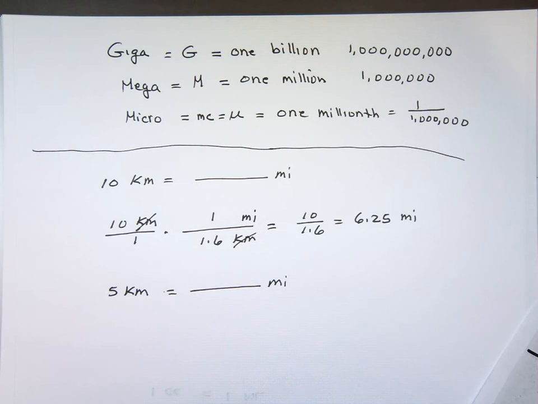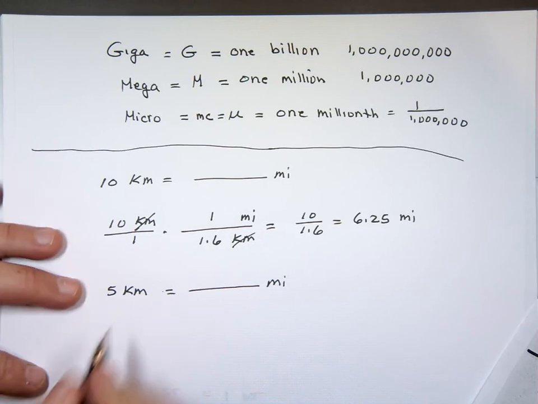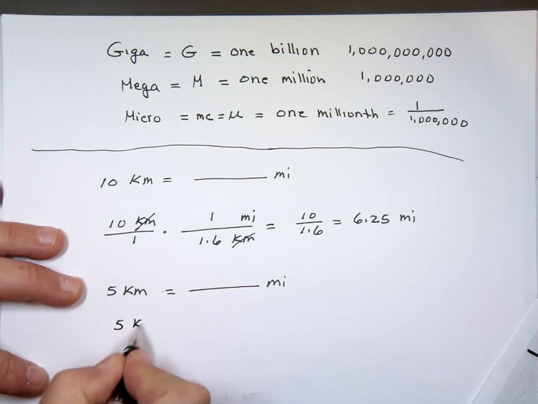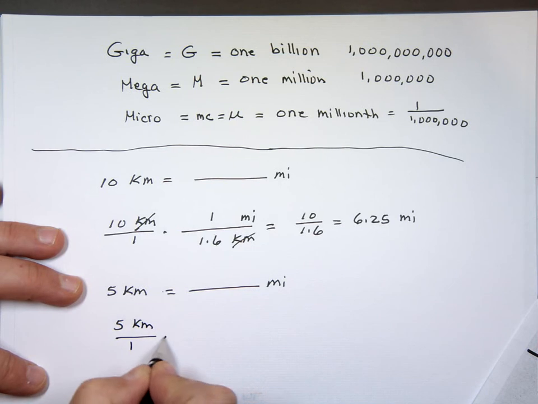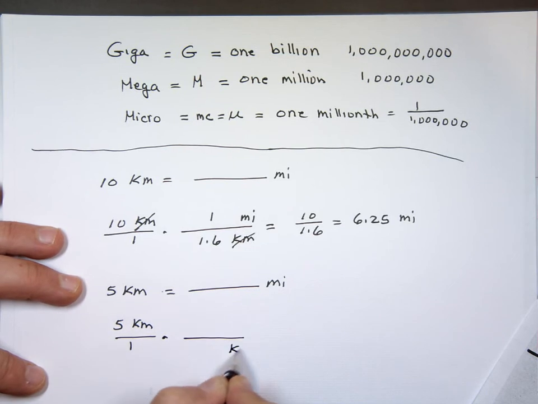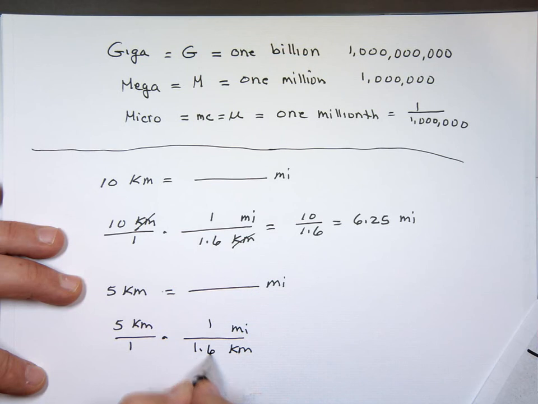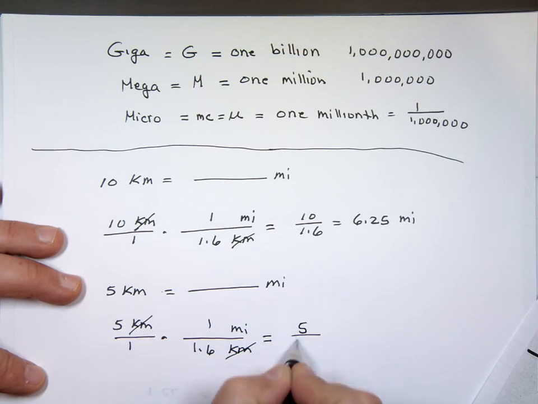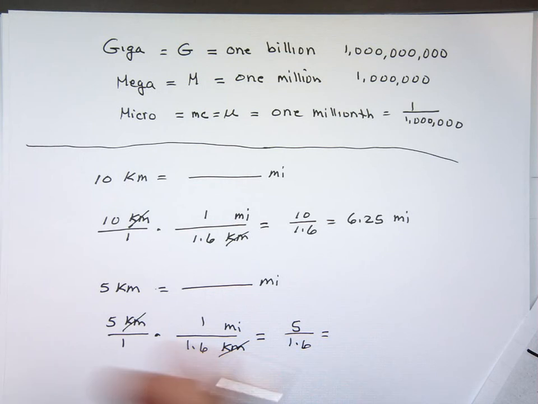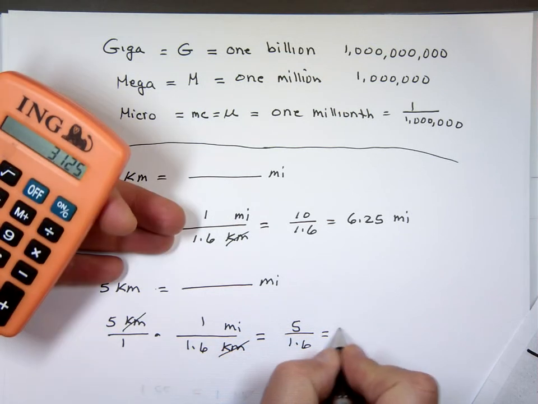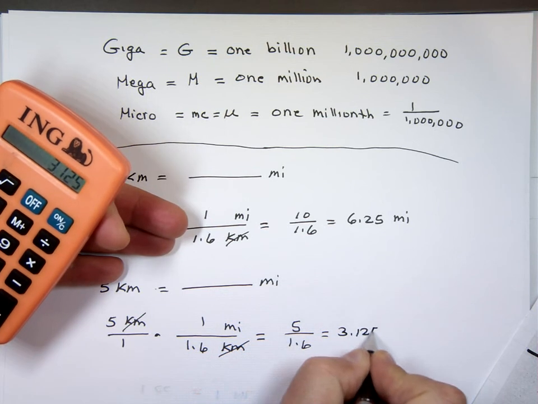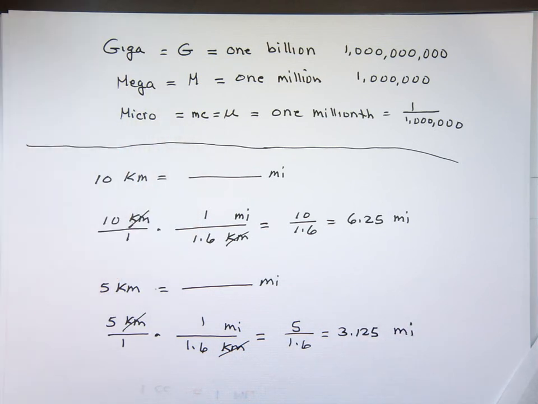So 5 kilometers, that's over 1, kilometers to miles. 1 mile is 1.6 kilometers. That's 5 over 1.6. What's 5 over 1.6? 3.125 miles. So a 5K race is roughly 3 miles.